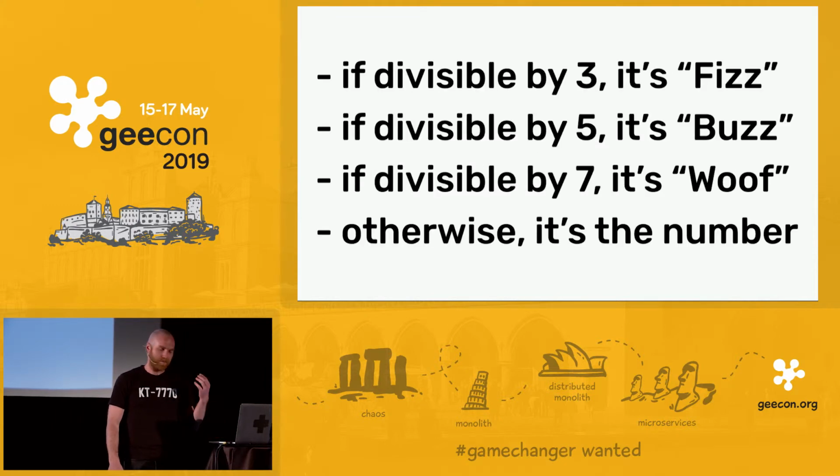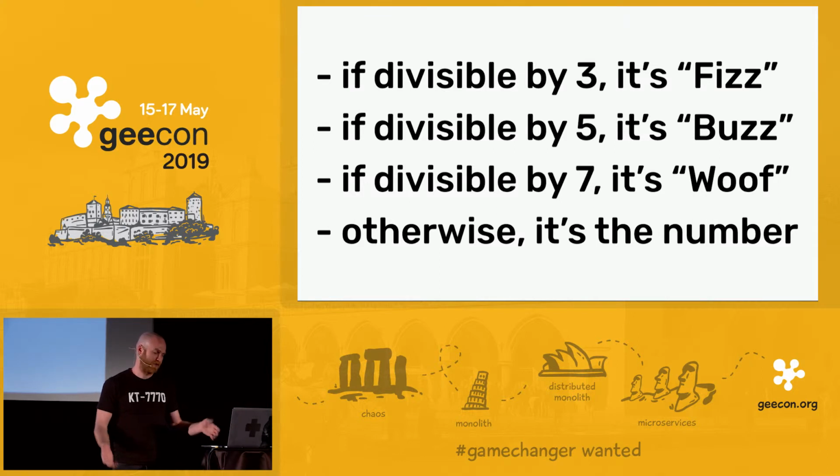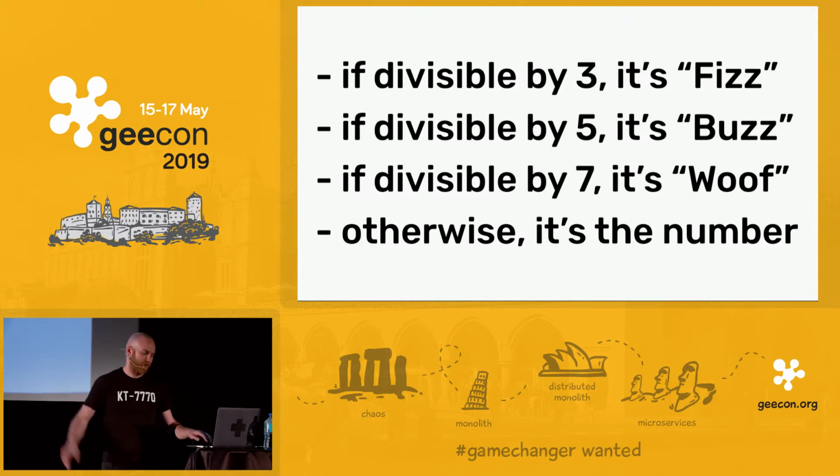So if the number passed to the function is divisible by 3, you return fizz. If it's divisible by 5, buzz, by 7, woof, and if none of the above, then you just return the original number converted to string, and also the combinations of those words.